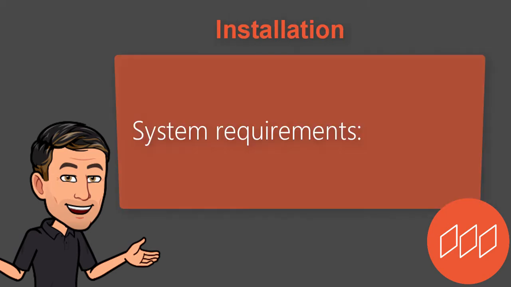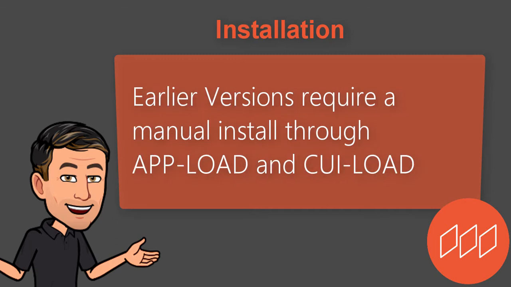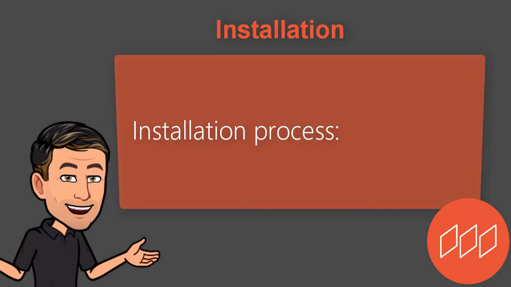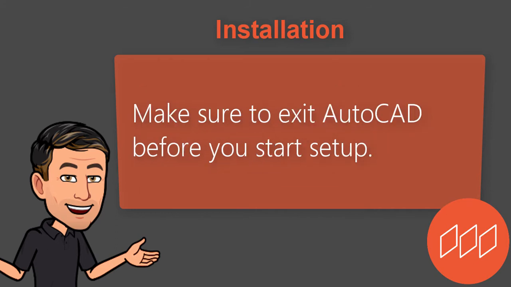Installation. System requirements: AutoCAD 2012 or higher for plug-in autoloader installation. Earlier versions require a manual install through APPLOAD and CUILOAD. Installation process: after downloading the setup.exe file, run this file and follow the prompts. Make sure to exit AutoCAD before you start setup.